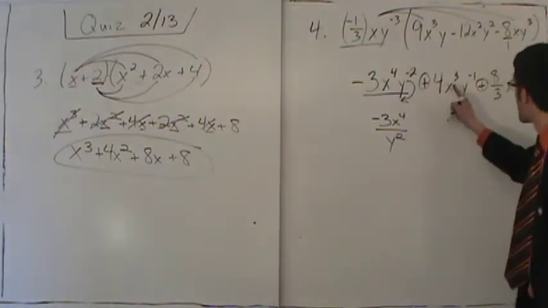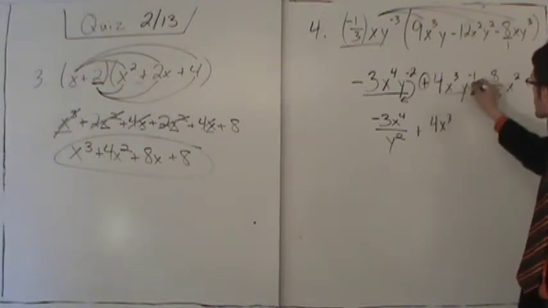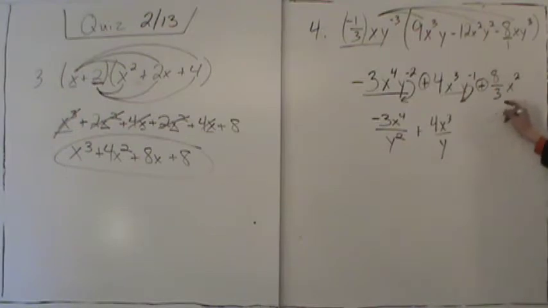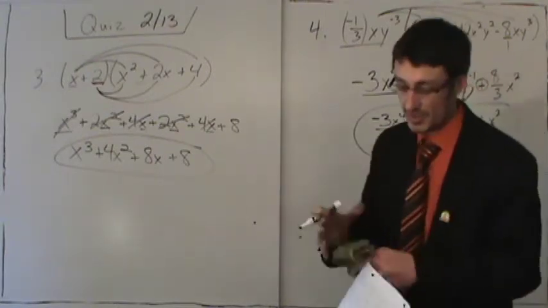And now we have 4x cubed. The 4x cubed stays on top. The y to the negative 1 moves where? To the bottom, becoming just a positive y to the first. And plus what? 8 on top. What else is on top? Well, the x squared is also on top with the 8. If it has a positive exponent, it's on top. Over what? 3. So this is our final answer. Remember, we're adding. Things don't match, so you're done.